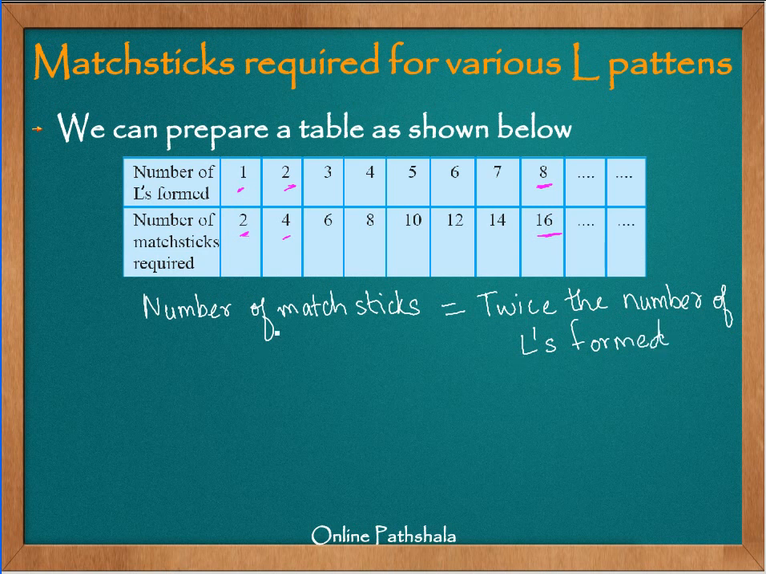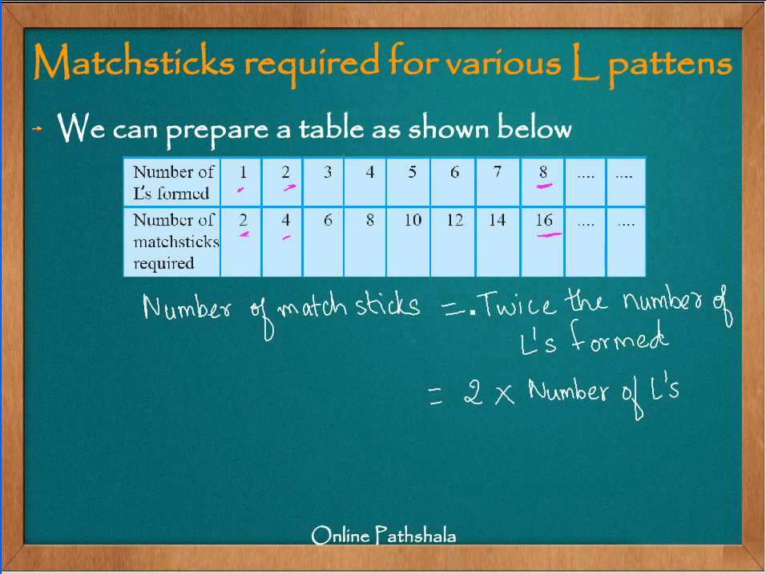Now what is this that we have done here? We have just written a rule. We have said that if I know the number of L's, then it becomes very easy for me to find out the number of matchsticks. It is simply 2 multiplied by the number of L's. Or I can just say 2 multiplied by number of L's formed. So this is one way of representing the rule.